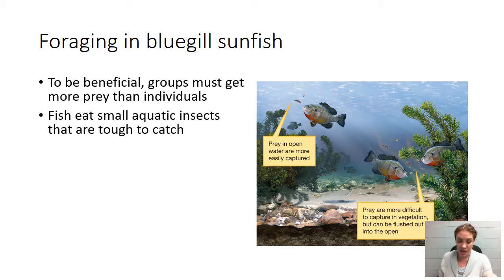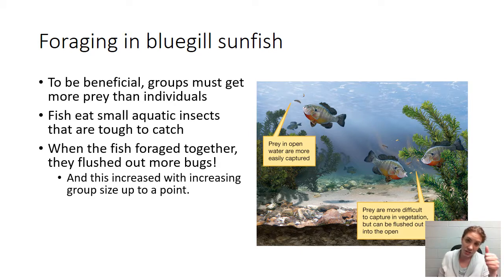So these fish actually eat aquatic insects. They're kind of hard to catch. And when the fish hunted together as a group, they caught more bugs. And the bigger the group, the more bugs they caught. Up to a point. It did eventually taper off. You run out of bugs. I mean, you can only flush out all the bugs.